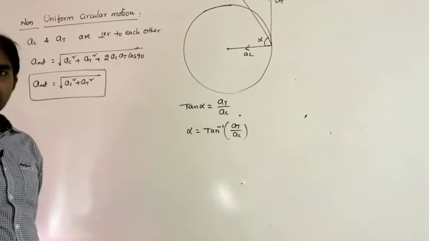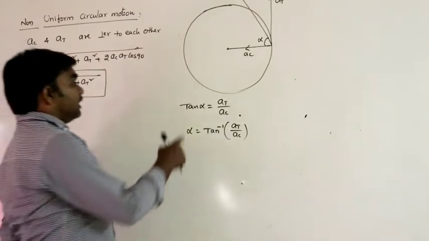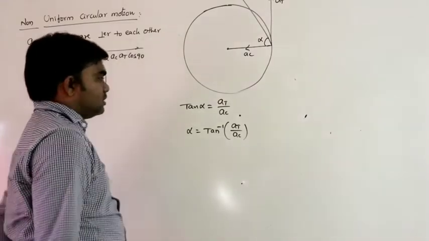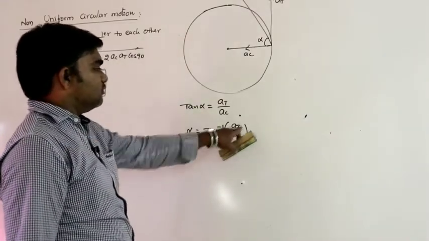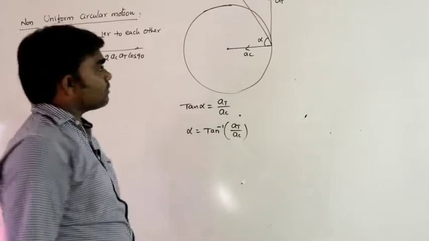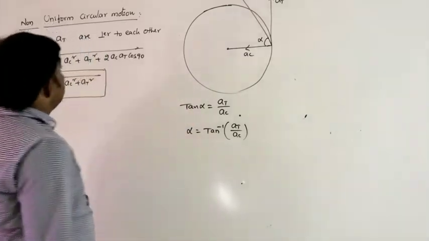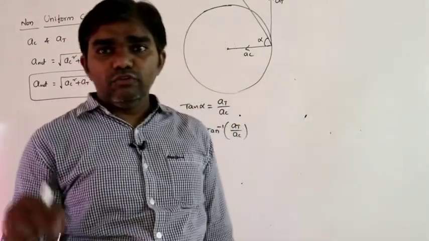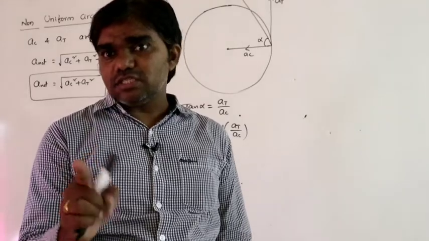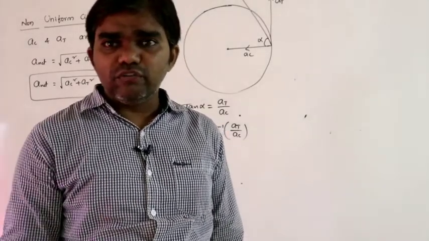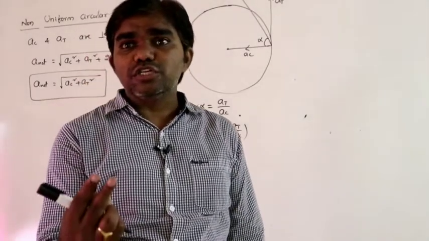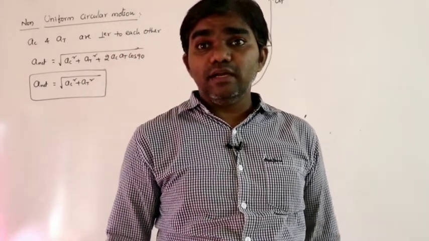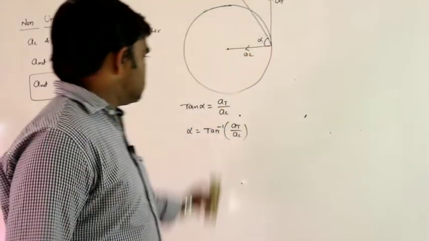Tan inverse AT by AC. So this is the direction of net acceleration with the horizontal. Alpha is equal to tan inverse AT by AC. So this is non-uniform circular motion. That is the difference between uniform and non-uniform. In case of uniform circular path, only one acceleration exists, that is centripetal. But in case of non-uniform circular motion, two accelerations exist: centripetal and tangential acceleration.